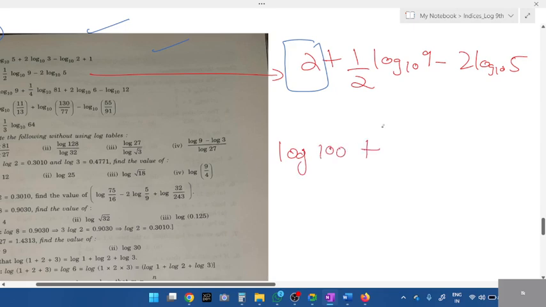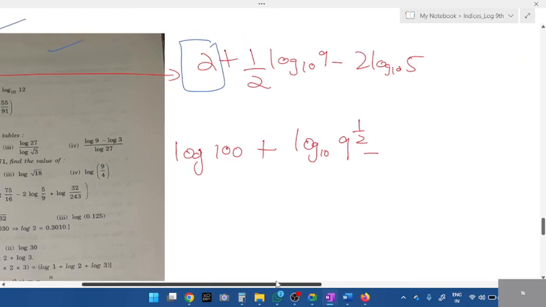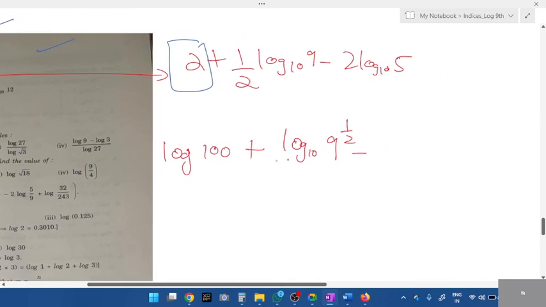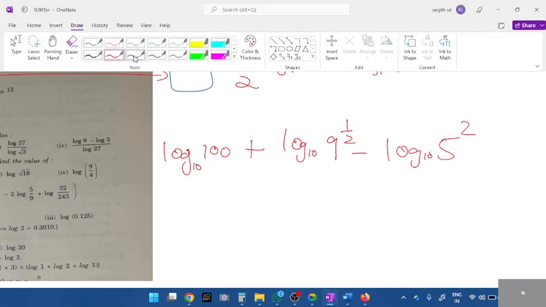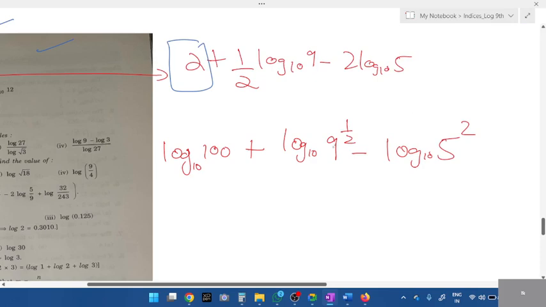Next. 1 by 2. What happens to 1 by 2? 9. 1 by 2, right? Then before log 10, right? Log 10, 100 here. Next. Tell me the next one, students. 5 square. Yeah, don't write 2 to the power of 5. It is 5 to the power of 2. This goes on top.